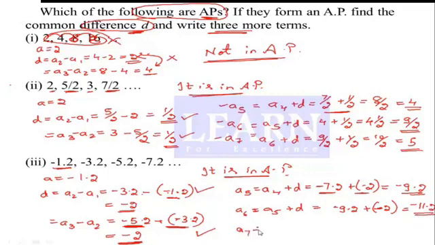Next, the last one is A7. A7 is A6 plus D, which is equal to minus 11.2 plus minus 2. Again, minus 11 minus 2 gives minus 13, and the answer is minus 13.2. This is simple addition because both symbols are same. Minus 13.2 will be the answer.